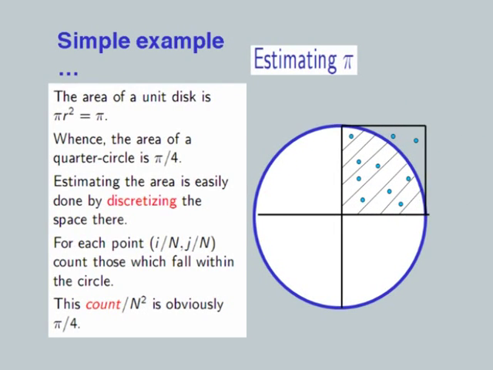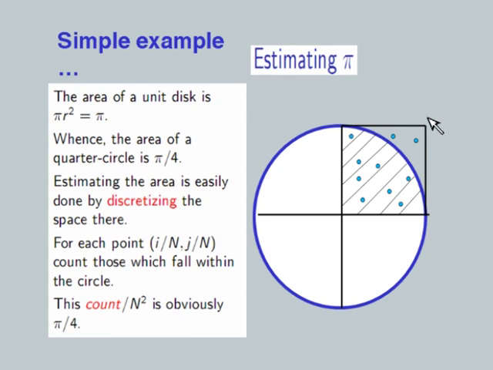This was the simple example that we had taken. We had considered estimation of pi using an estimate of an area of a square which was drawn on top of two radii. So we said that the area of the circle is pi r square. If we consider a unit disk, it is simply pi.